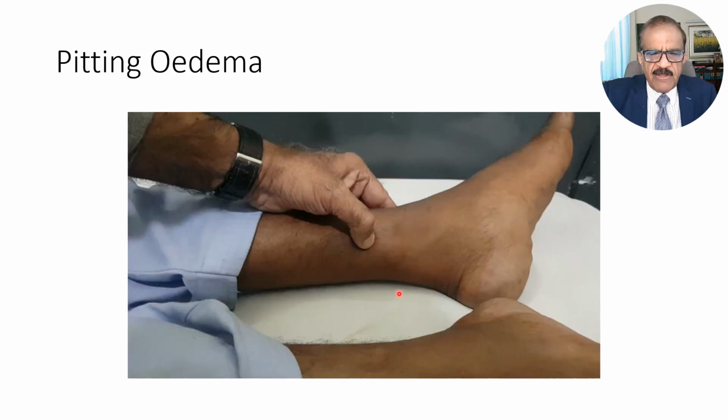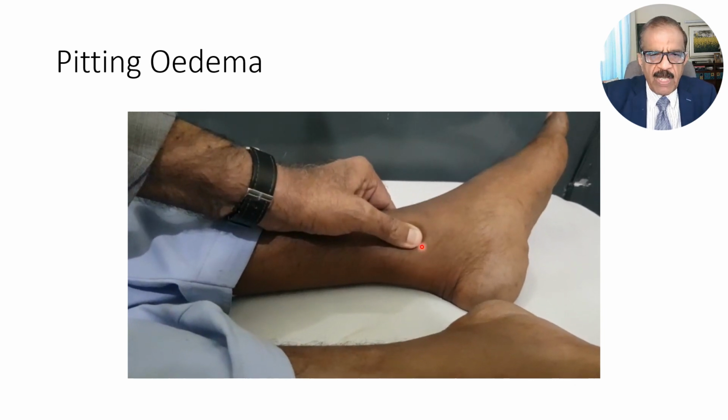This is the test to elicit and demonstrate pitting edema. Just by the look, you can see that the feet are swollen, but there are other possibilities, so you have to demonstrate that this swelling is due to pitting edema. So this is a method.